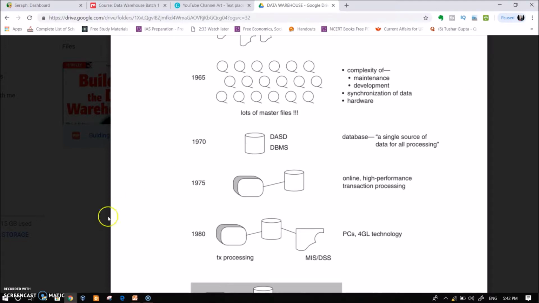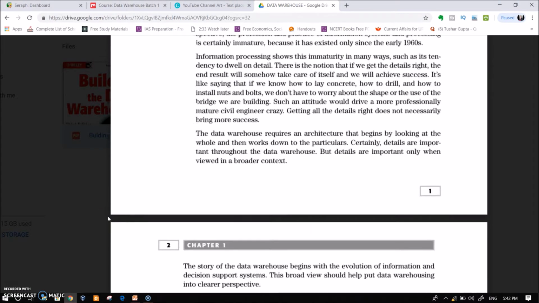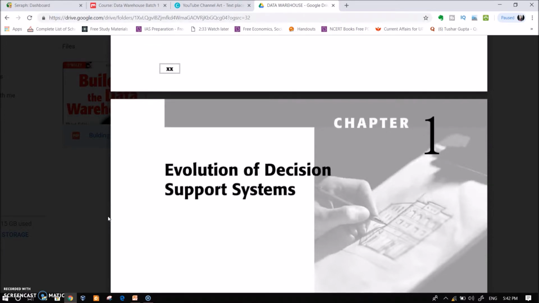So happy learning guys, bye and see you in my next video, and there we shall be starting our first chapter of data warehouse, which is the evolution of decision support system.